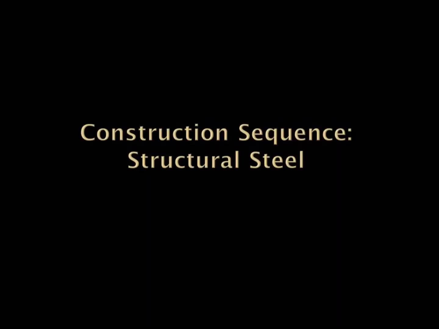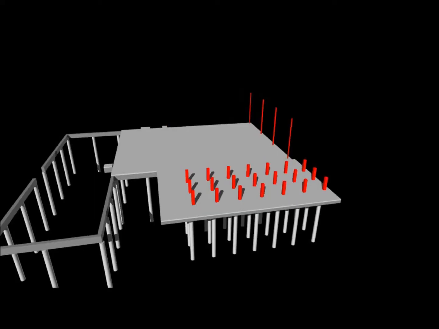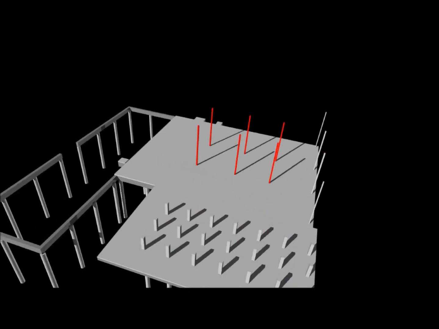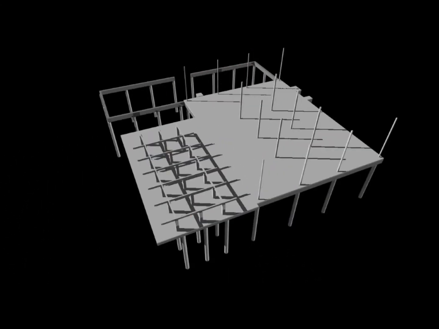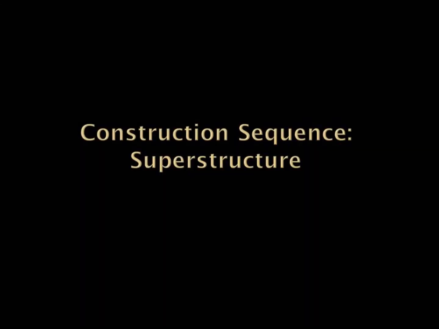Next in the construction sequence is the structural steel. First, we see that the structural columns are placed on the cooling tower slab in order to support the cooling tower. Also note that the structural columns are being placed right to left for the main building. Now all of the structural columns have been placed in the main building. Also note that the horizontal structural beams have been placed on the cooling tower slab to permanently support the cooling tower. The next step in the construction sequence is the superstructure.